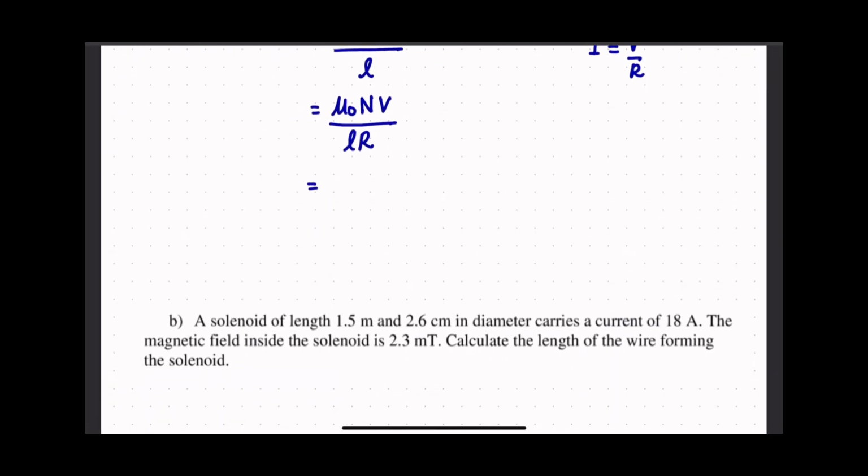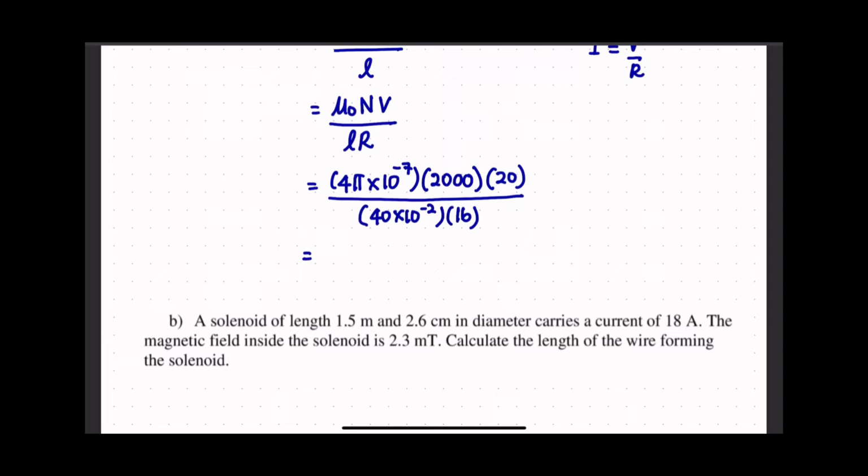Okay, so substitute the value. Mu naught is 4 pi times 10 to the power of negative 7, and then N is 200, and then V is 20 volt divided by, okay, length is 40 cm, 40 times 10 to the power of negative 2, and then resistance is 16 ohm. Okay, so the answer for B, magnetic flux density at the midpoint of the axis of the solenoid is 7.85 times 10 to the power of negative 3 Tesla.